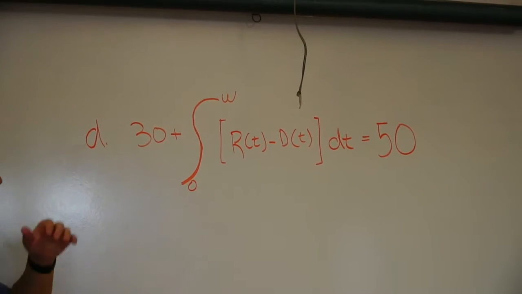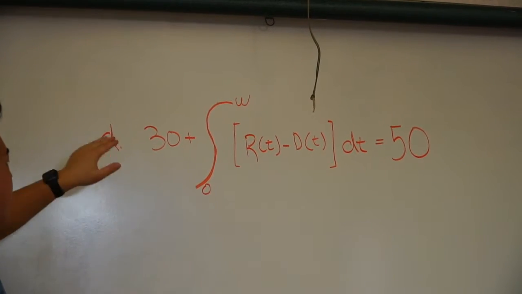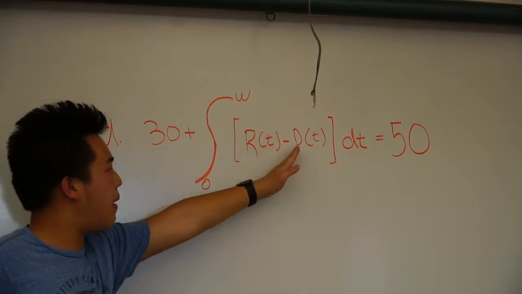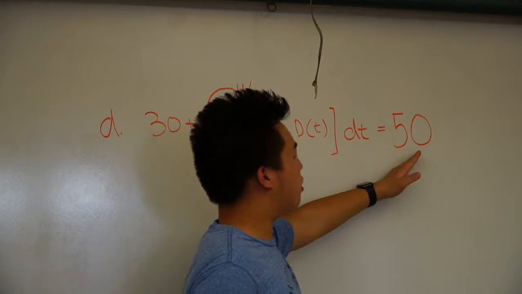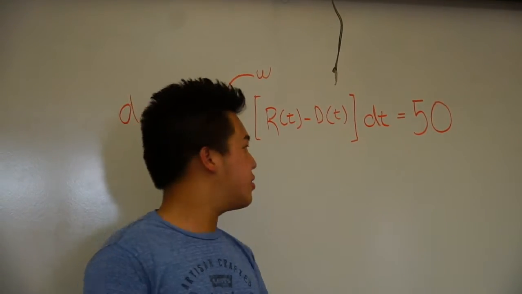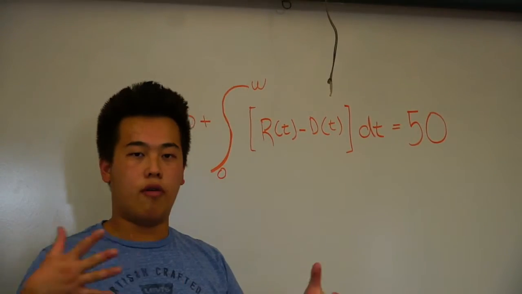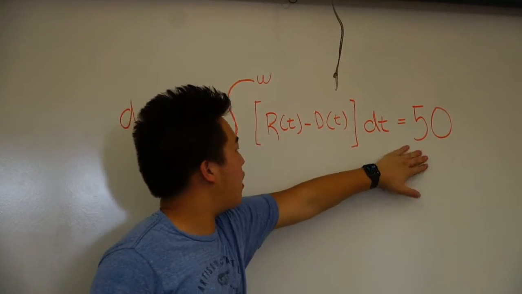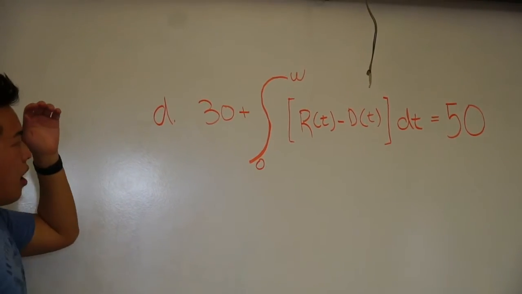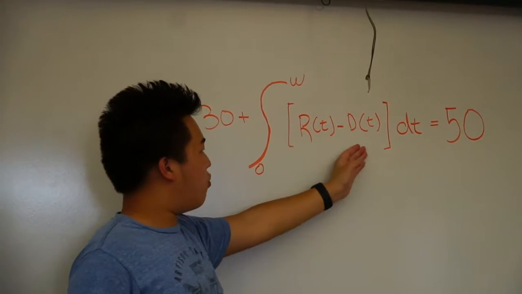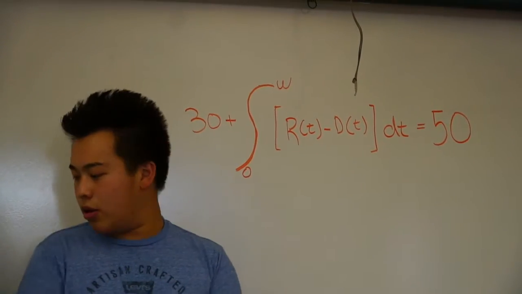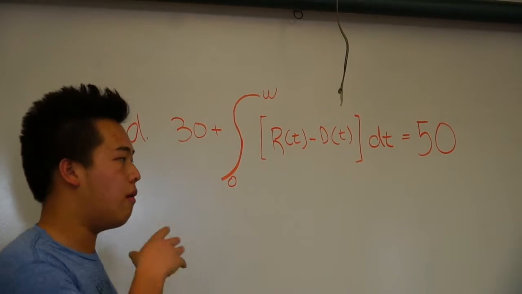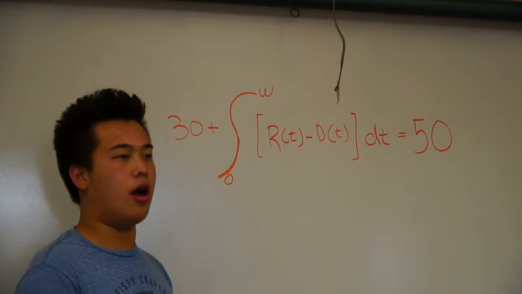So our solution for problem D is 30 plus the integral from 0 to w of r of t minus d of t, dt, equals 50. Now, why? 50 is when it will overflow, so we are looking for it to be set to 50. I have done that right there. And then we take the integral of these rates. The problem doesn't ask us to actually solve, we're just writing the equation, modeling it.